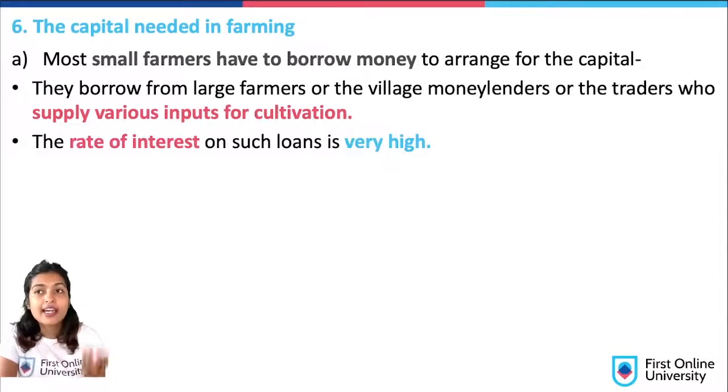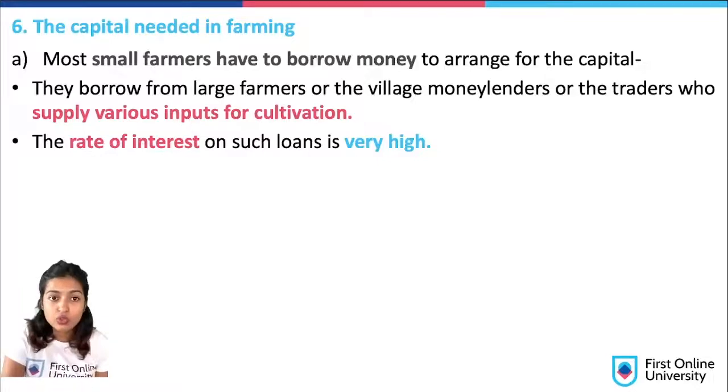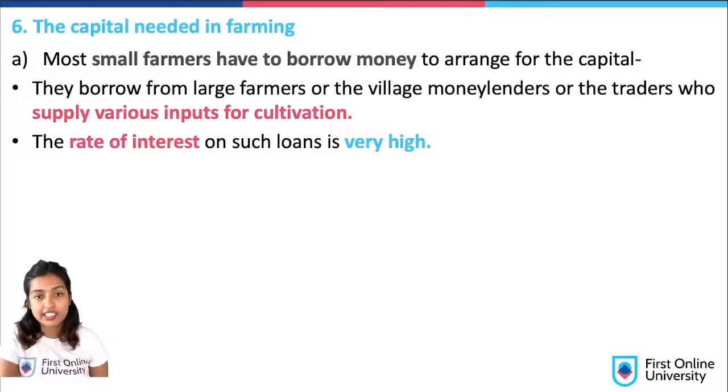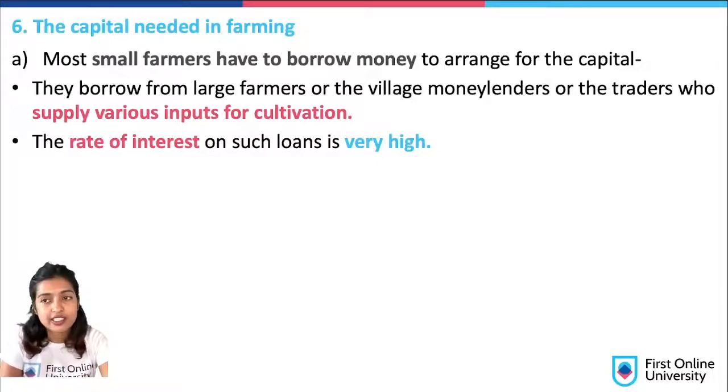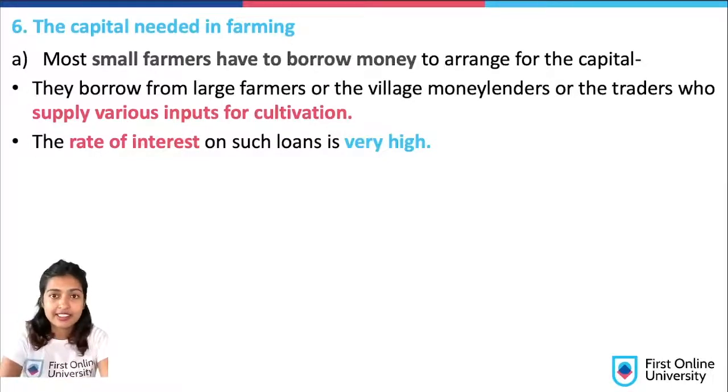So they can either borrow money from the money lenders or traders who supply various inputs for cultivation. What exactly are inputs for cultivation? You have your fertilizers, pesticides, etc. And when the farmer buys from these money lenders, the rate of interest is very high.